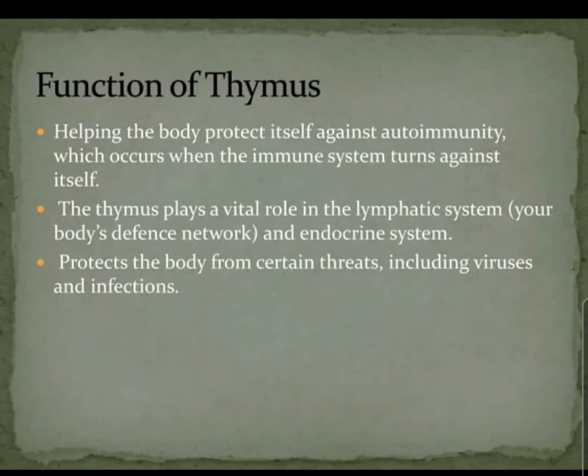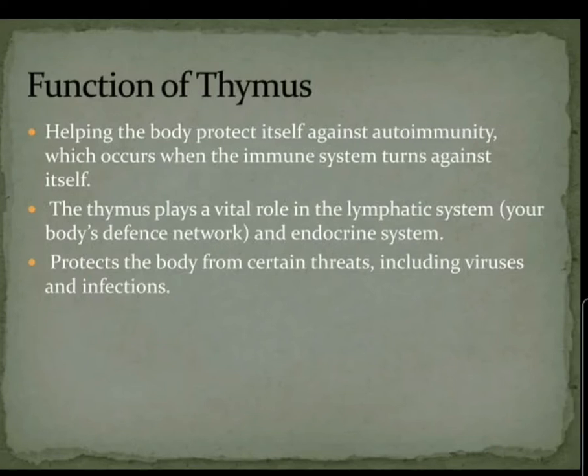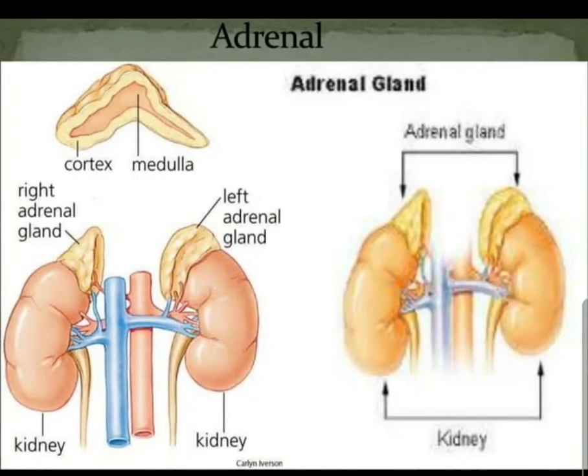Functions of the thymus. It helps the body to protect itself against autoimmunity, which occurs when the immune system turns against itself. It protects the body from certain threats, including viruses and infections. Next is the adrenal gland.